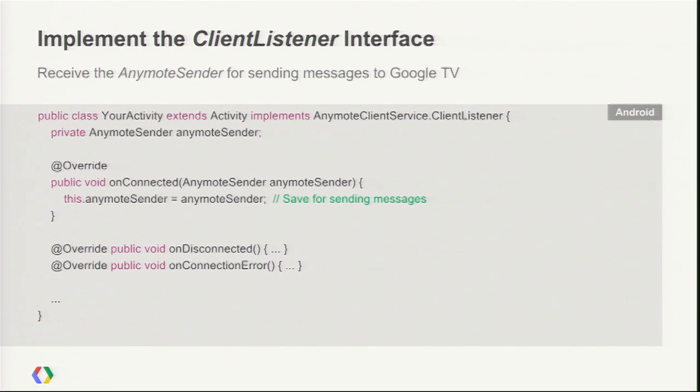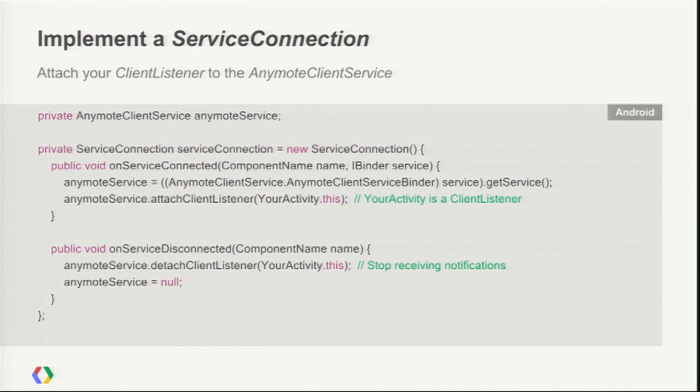The code is very similar to before. You create an activity and implement the client listener. This time you have three methods to implement. The most important one, obviously, is onConnected, where you get an Anymote sender. That's the class you use for sending the events. Same as before, you have a service connection, so you know when the Anymote service is started. At that point you pass your client listener to the service so that you can receive those callbacks.